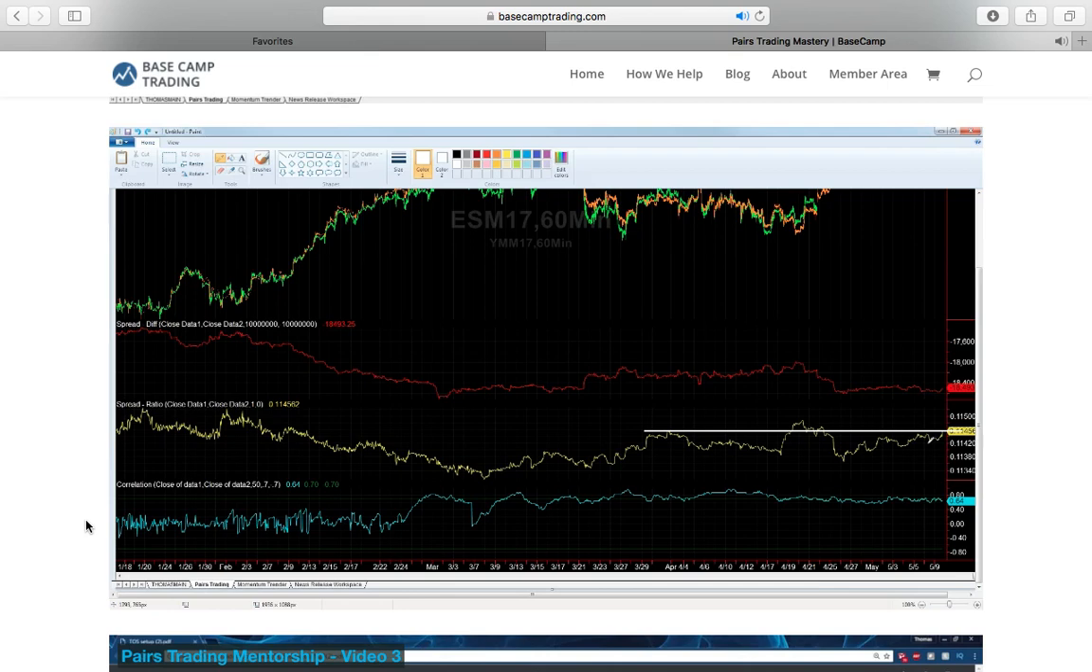Okay? So if you want to play a little safer, you wait until it actually starts rolling your direction, then you jump into the pair instead of hitting it, or instead of jumping in as it's hitting the extreme.